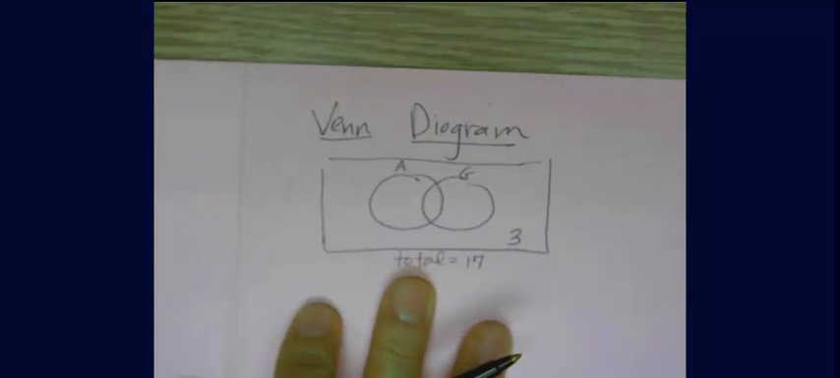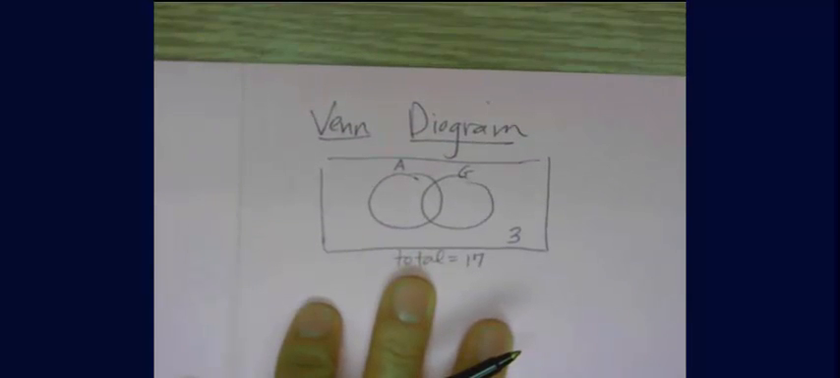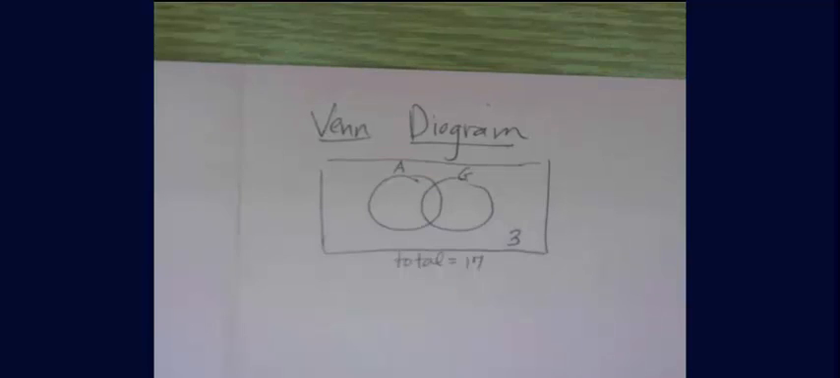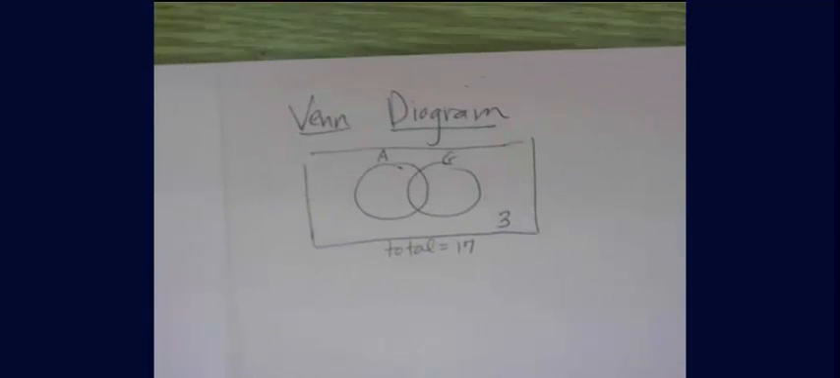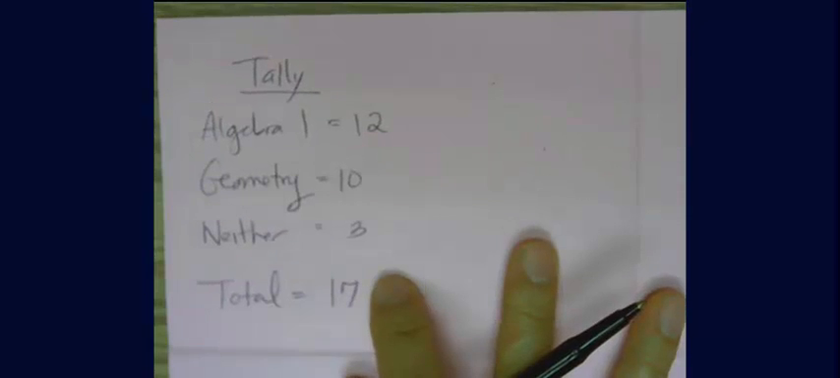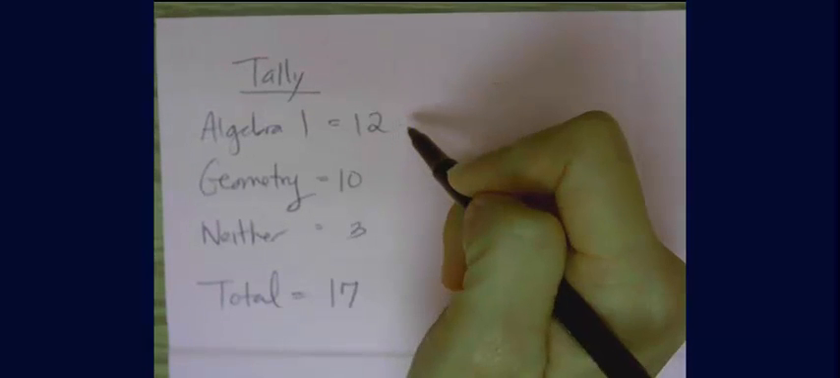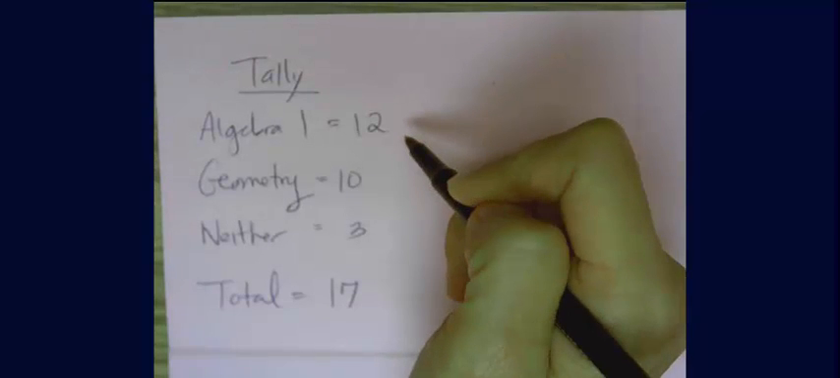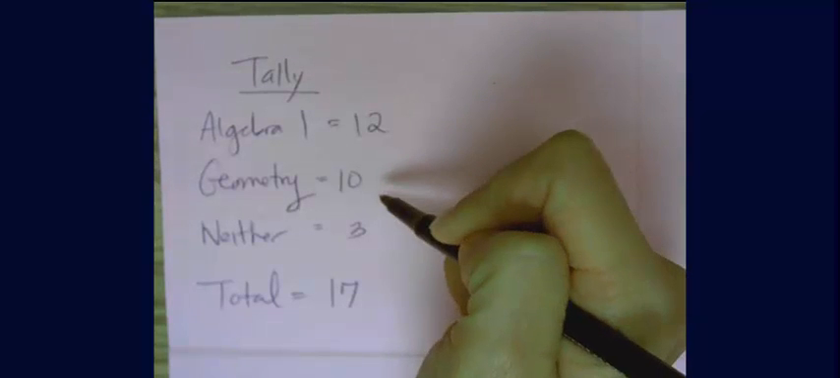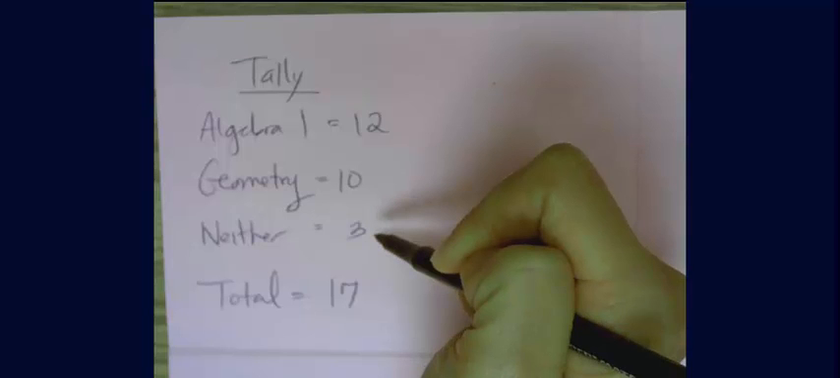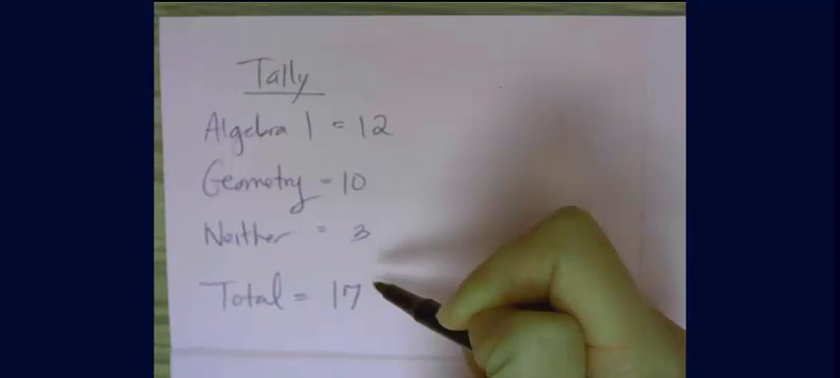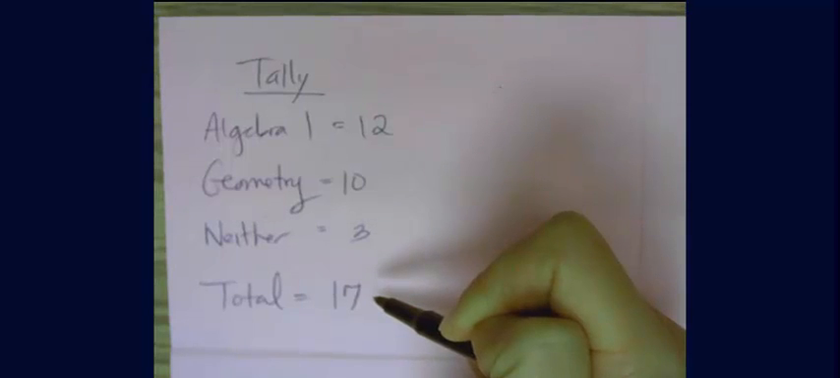Hi everyone. I'd like to talk about the tally and Venn diagrams that we did during the academic year meeting. So we took a tally of the class and we saw that 12 of the teachers have at some point in their career taught Algebra 1, 10 had taught geometry, 3 had taught neither, and the total number of teachers in the room was 17.